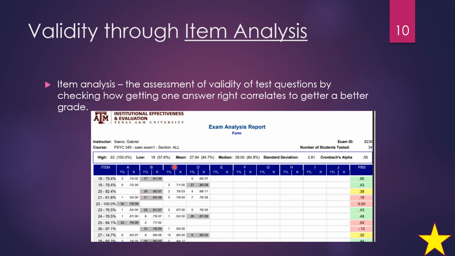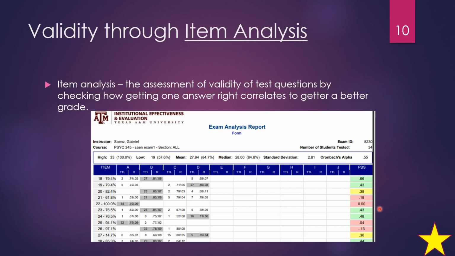If the item analysis scores are really low, that means that no one question did a good job of demonstrating a student's knowledge of the material. If the scores are really high, that means all of the questions did a good job of assessing a student's knowledge of the rest of the material. So we can kind of check whether each question is useful or not.